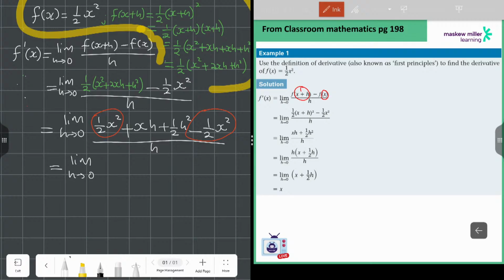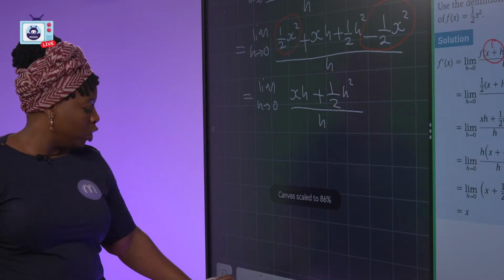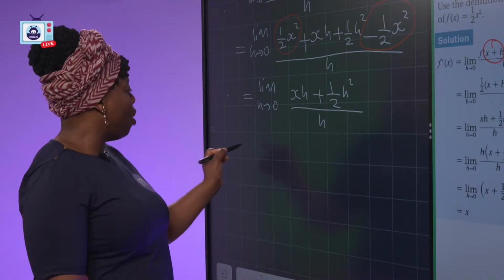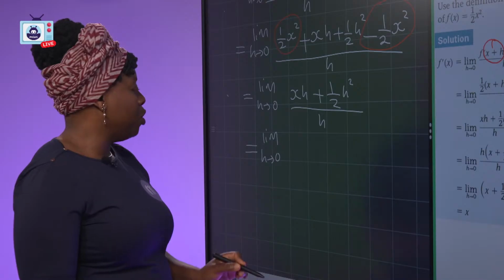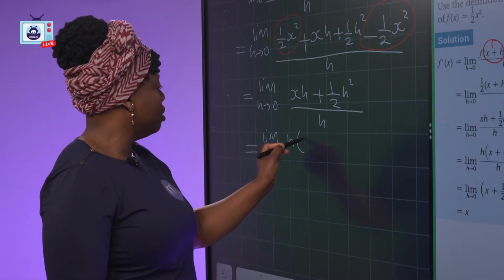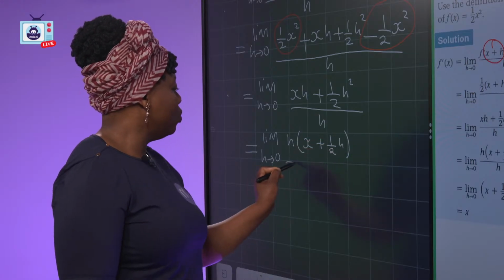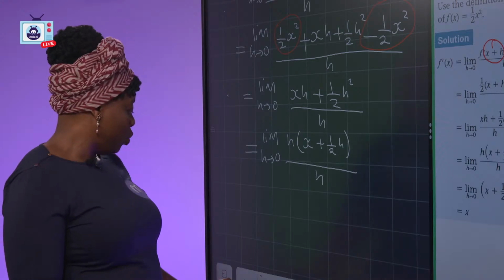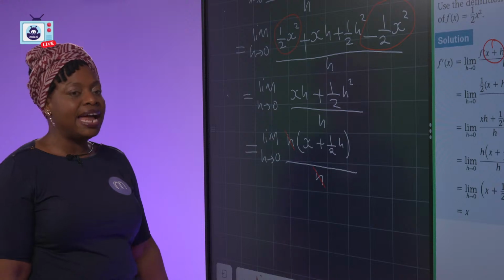And then we can just quickly write what we have: xh plus half h squared, all divided by h. Then after this, you can see that we do have a common factor, which is h. So we can take out the common factor, and we have the limit as h approaches 0. When we take out the h, we remain with x plus a half multiplied by h, and then we divide that by another h, which is on the denominator. So you can see that this divides and we end up with 1.